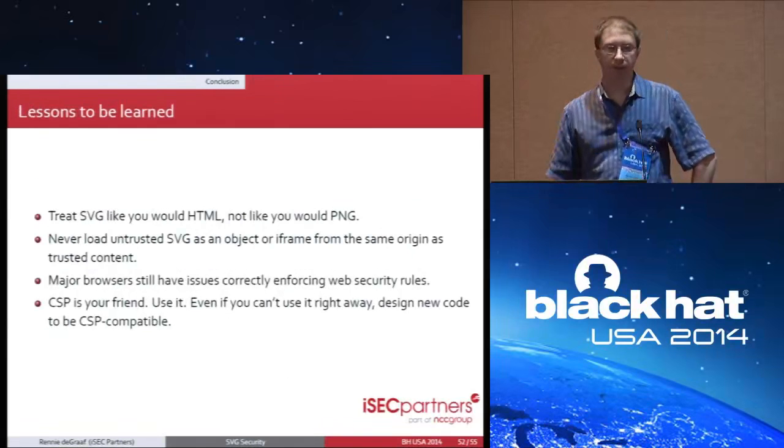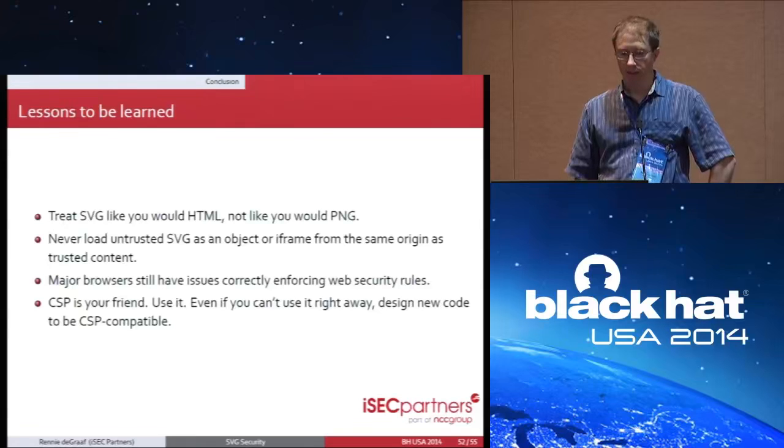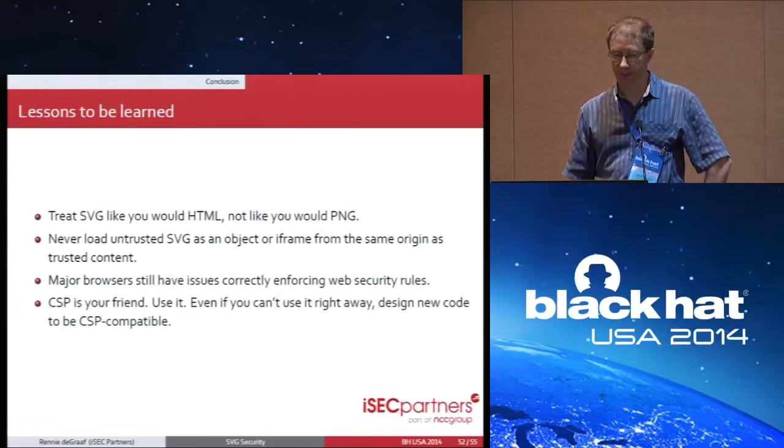So the lessons to be learned from all of this, if you're using SVG for anything, is to treat SVG more like you would HTML rather than like any normal static image file like a PNG or a JPEG or whatever. If you're ever loading an untrusted SVG as an object or iframe, make sure it's not the same origin as other trusted content so that you can let same origin policy help you out. If you're loading the SVG as a static image, well then you don't have as many options because you can't use JavaScript and whatnot in it. But it's safer if there's untrusted content in there.